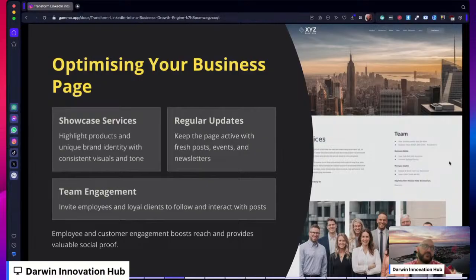But it could be a really, really good way to help those individuals who work for you to engage with your page. So you can invite your employees and even your clients to not just follow your business page, but to get them to interact with the posts as well. And something we're doing at Darwin Innovation Hub is that our team is going to be interacting more with the posts from the business, mainly because our team all have followings.